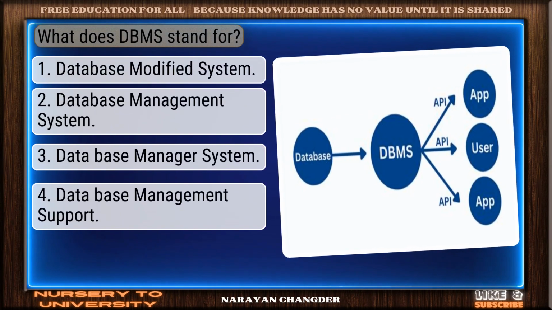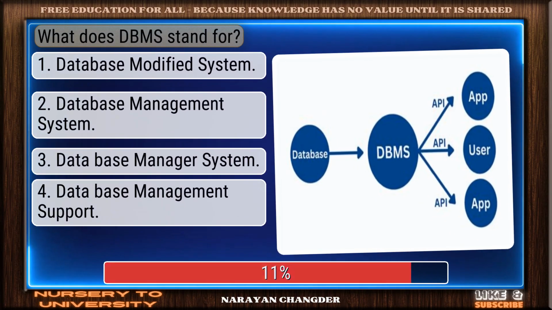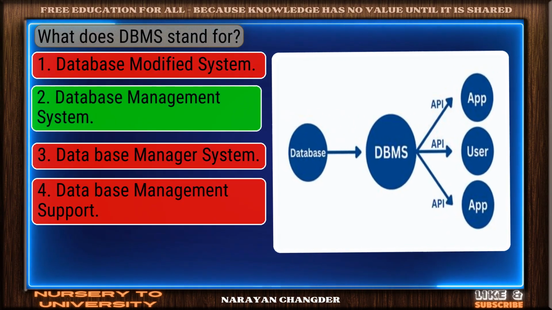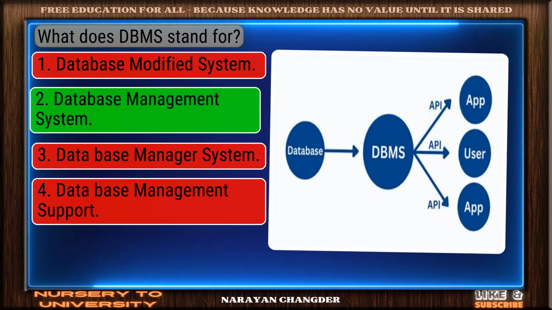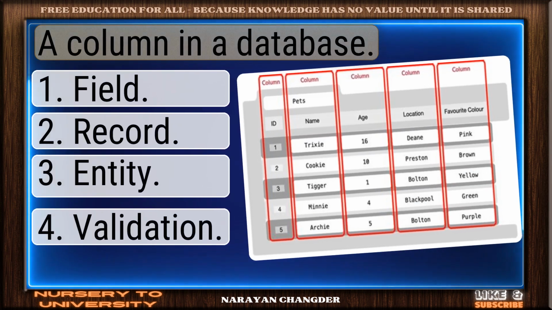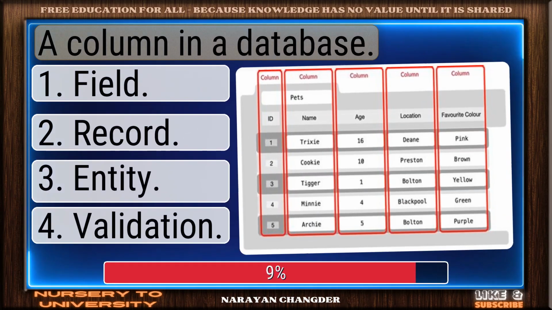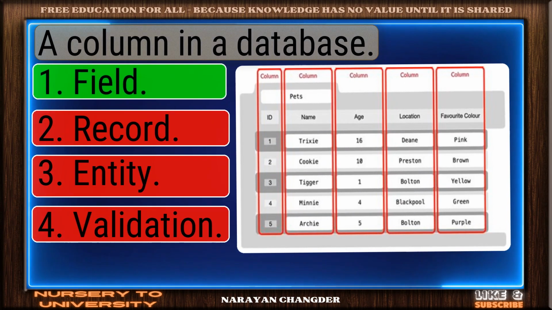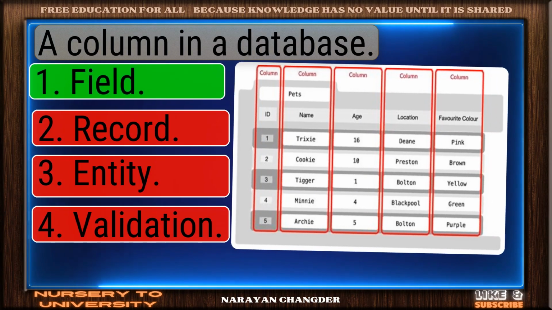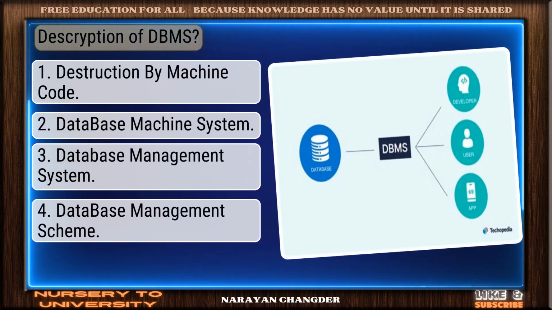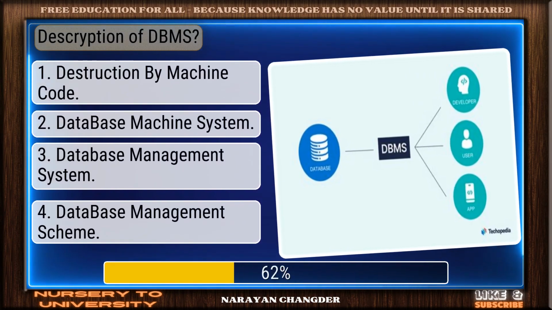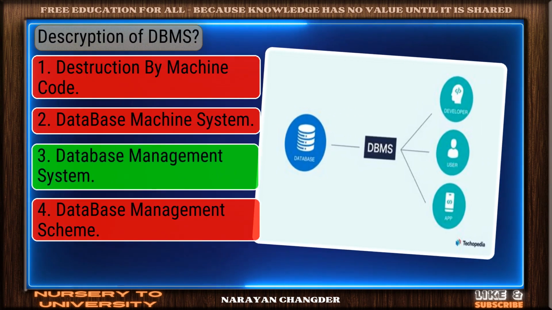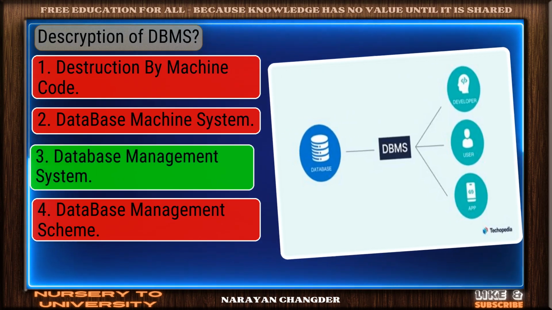Question number 75. What does DBMS stand for? Well done. Database management system is the right choice. Question number 76. A column in a database. Exactly. Field makes sense, and it is the right choice. Question number 77. Description of DBMS. Correct. Database management system is the right answer.